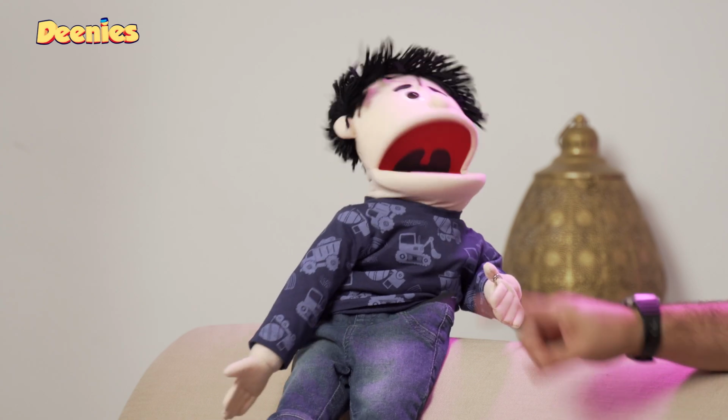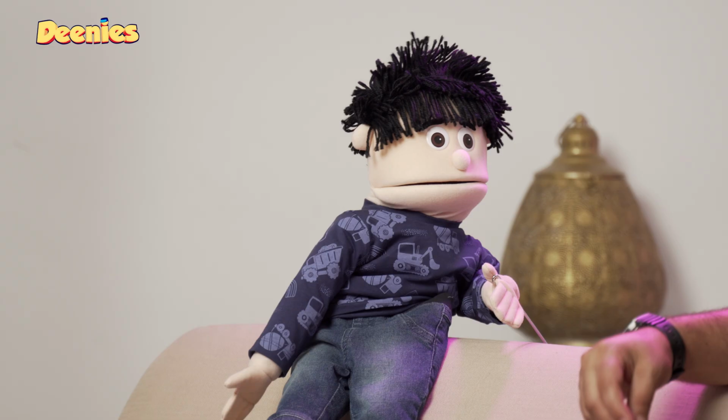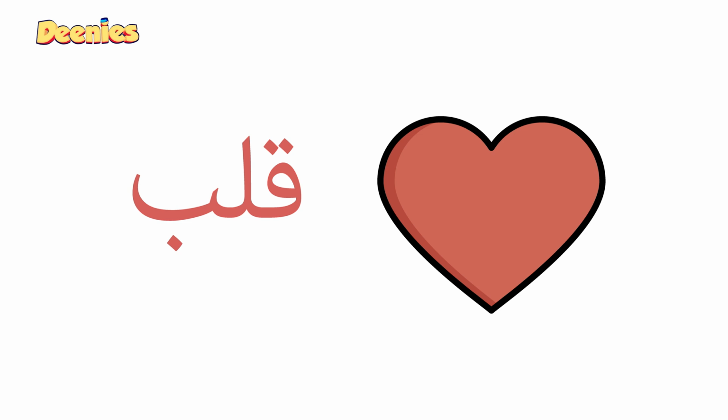Oh, yeah, I know, Uncle Knife. Do you know it? Kutta. You're right. It's a kutta, but in Arabic we call it kalb. Kalb means dog. But remember, this is kalb, which means dog, and there is qalb, which means heart. So the letter Kaaf with the 2 dots means heart, and the Kaaf with no dots means a dog. Right?